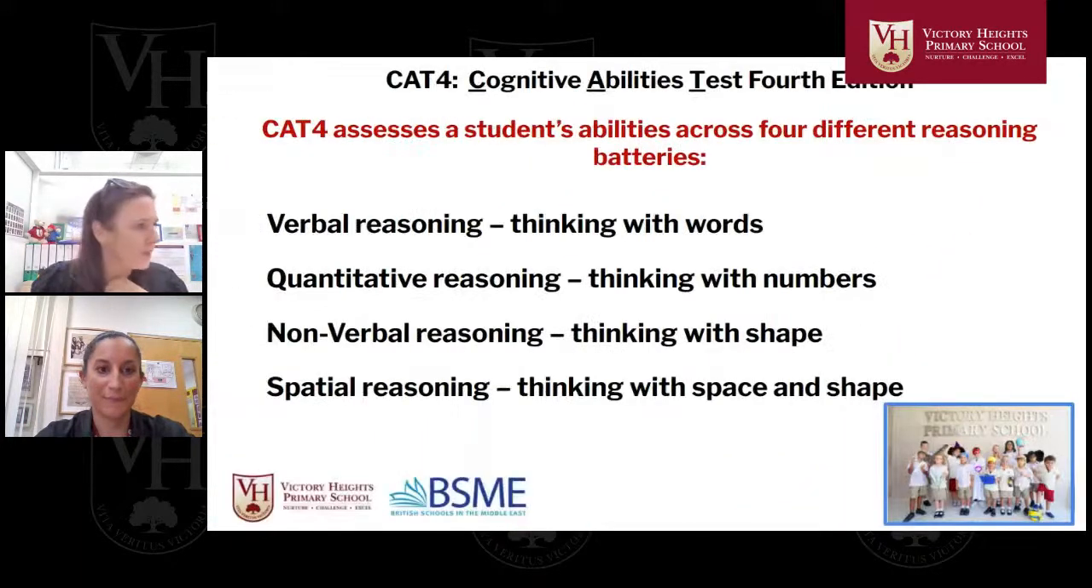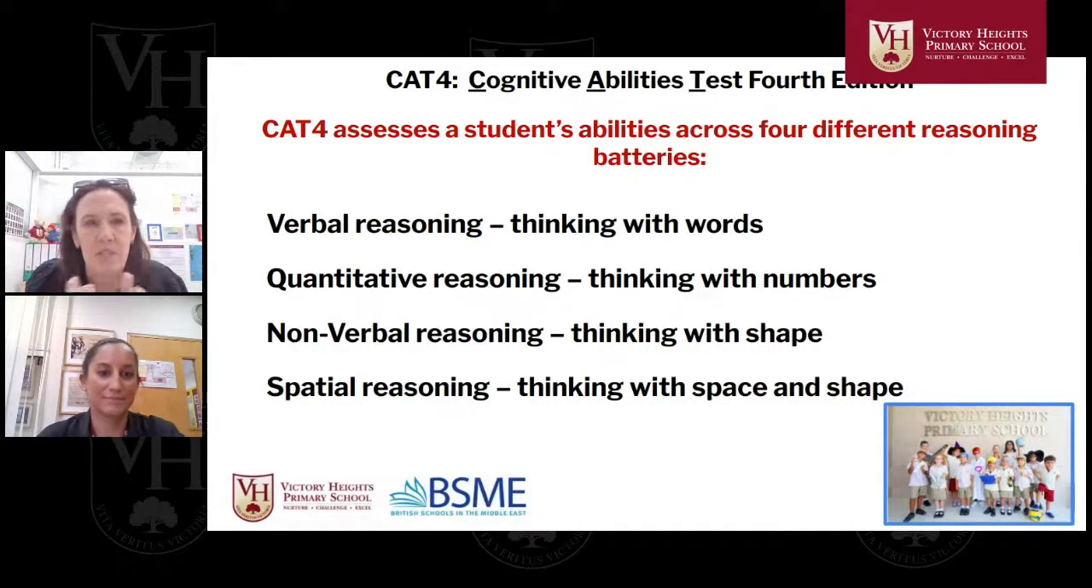So the CAT4, the Cognitive Abilities Test, looks at 4 different areas. Verbal reasoning, which with year 2 is very much referred to as thinking with words; quantitative, thinking with numbers; non-verbal, thinking with shape; and spatial reasoning, which is looking at how they look at shape and space.